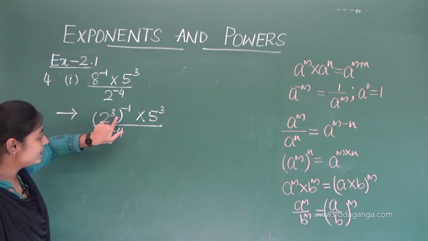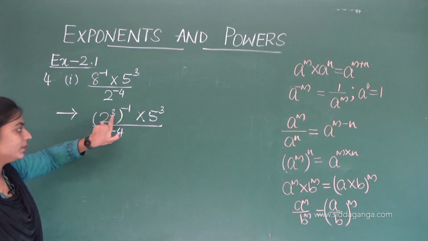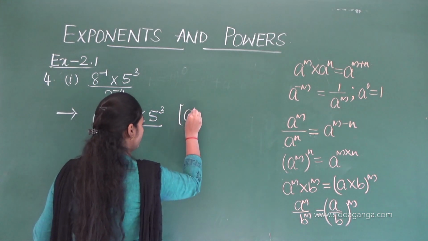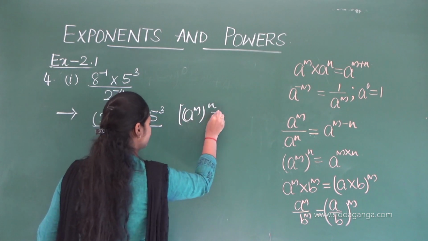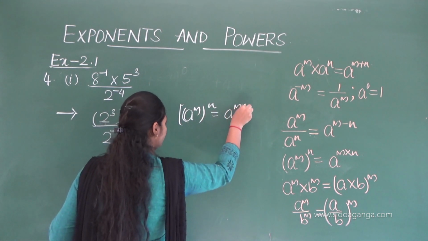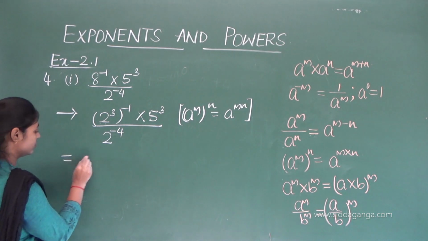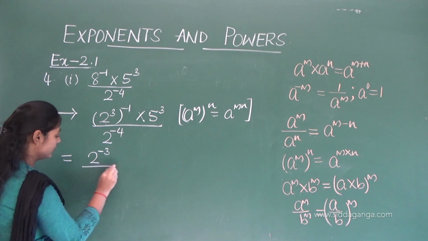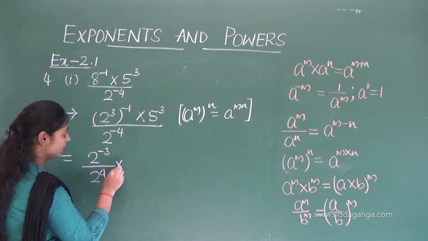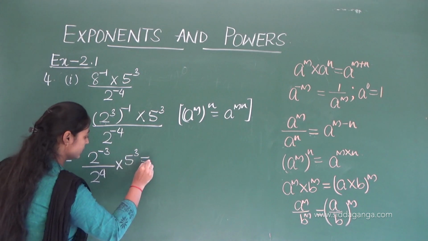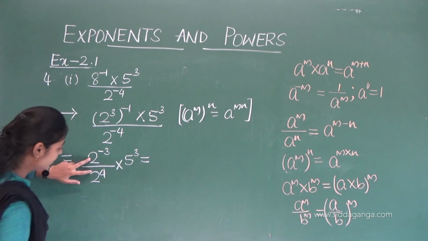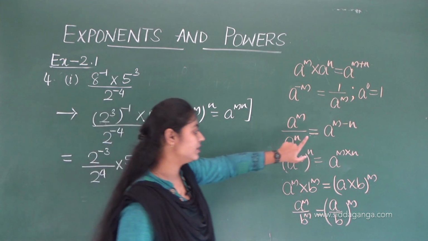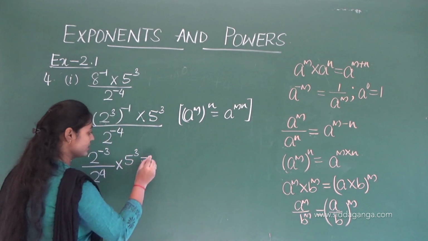Before that, the formula for a raised to the power of m whole raised to the power of n is a raised to the power of m into n. (a raised to the power of m) whole raised to the power of n is equal to a raised to the power of m into n, that is equal to 2 to the power of 3 into minus 1, which is minus 3, divided by 2 power 4 into 5 cube. Since the bases are equal and there is division, a raised to the power of m divided by a raised to the power of n is equal to a raised to the power of m minus n.